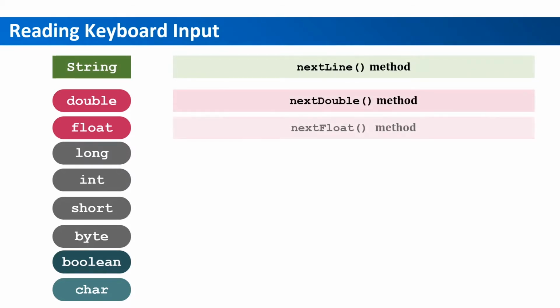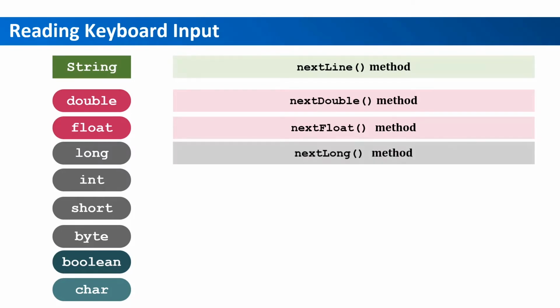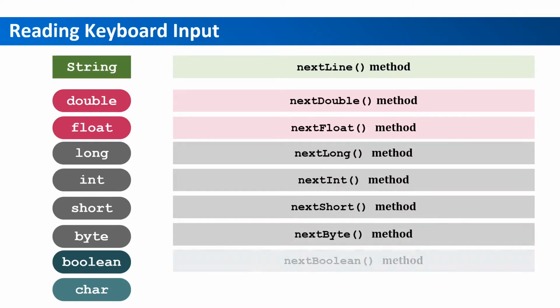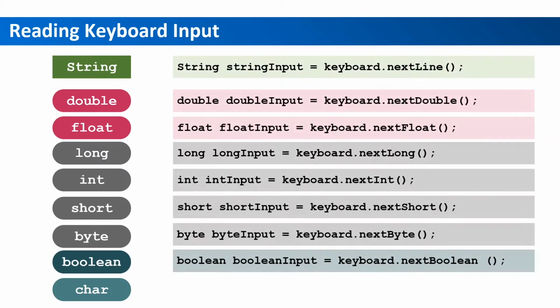Similarly, for the float, we use the nextFloat method. Same for the long, int, short, byte, and boolean. Notice that all of these methods have the word next followed by the capitalized data type name. So one way to use these methods is to use the keyboard scanner object to read the input and store the read data in variables of the same type.